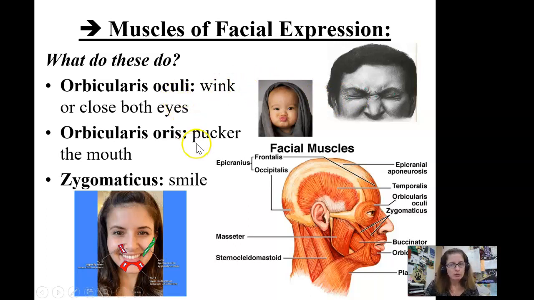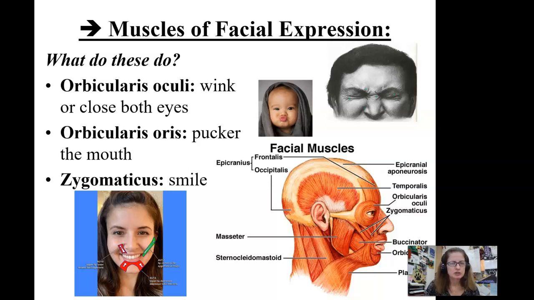Anytime you pucker your mouth, whether you're just making a funny face like this little guy right here, or if you're blowing somebody an air kiss across the room, or maybe whistling, you're puckering the mouth. That's the orbicularis oris muscle, and that's in a circle around the lips. So it's going right around the outside of your mouth. Therefore, when it contracts in, it's puckering the lips out.